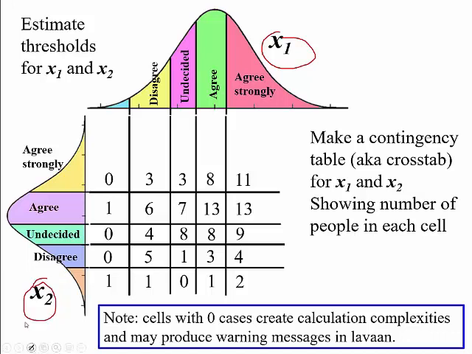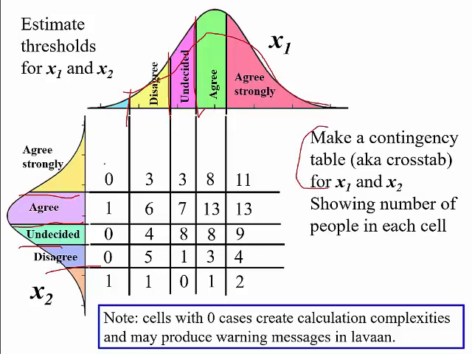So that's what we're going to do. We're going to assume that each item was measured on a normal distribution, and we've estimated our thresholds here. So I'll estimate the thresholds for item 1, and I'll estimate the thresholds for item 2. Then I'm going to create this contingency table, or crosstab table, where I'll note how many people said agree strongly here and disagree strongly there. Actually 0 people gave that. How many people said, for example, agree and disagree? There were 6 people there. How many said agree and undecided? There were 7 people here.